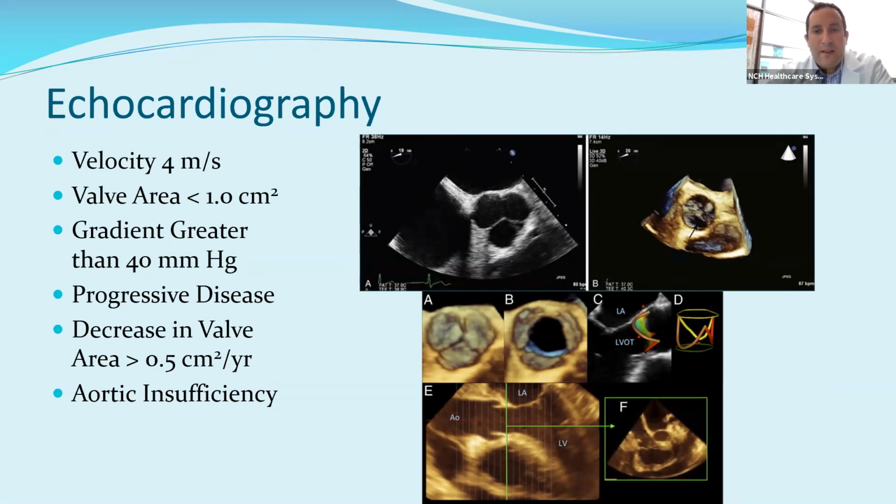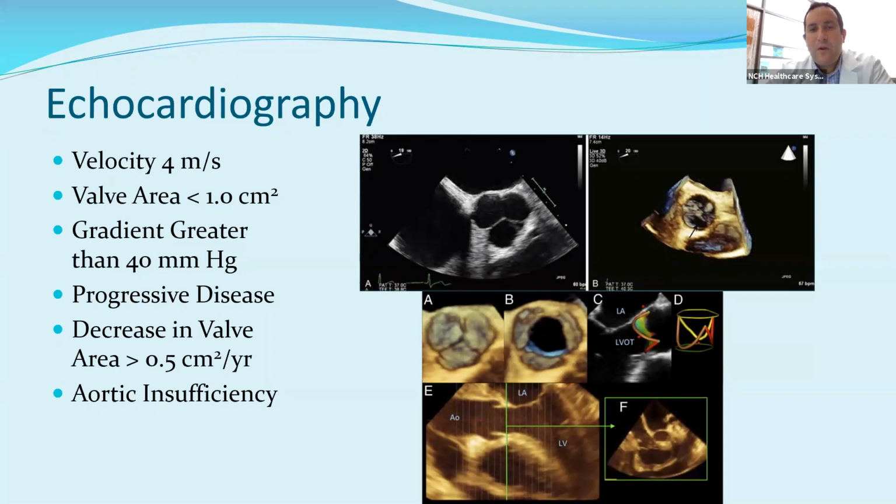When it's blocked, blocking the outflow of fluid from the heart, we notice that the blood that's coming out, which should be coming out at about 1 meter per second, can jump up significantly in speed. When that speed hits 4 meters per second, we know the valve is severe. That equates to having a valve area of less than 1 square centimeter or a pressure gradient greater than 40 millimeters of mercury. It's a progressive disease, so we're going to look for changes.